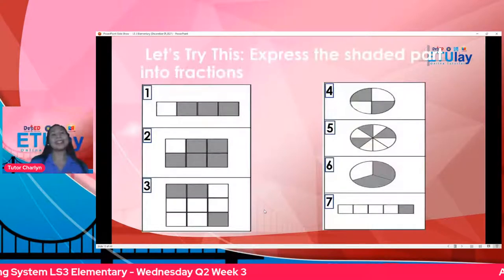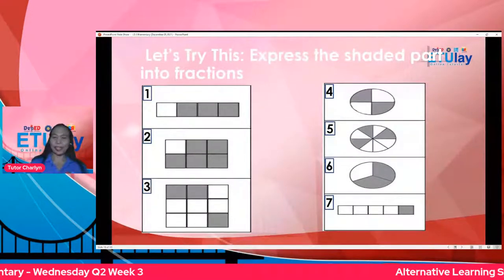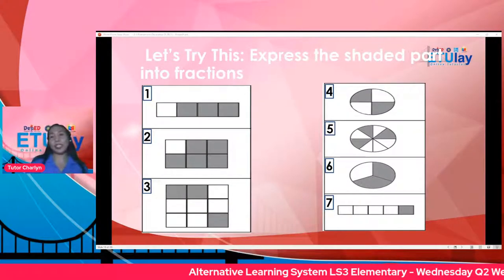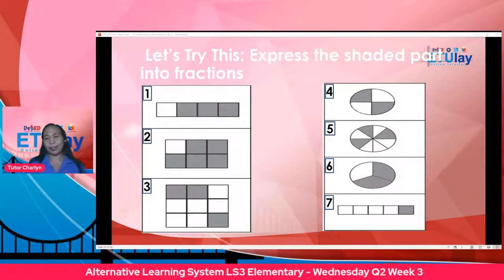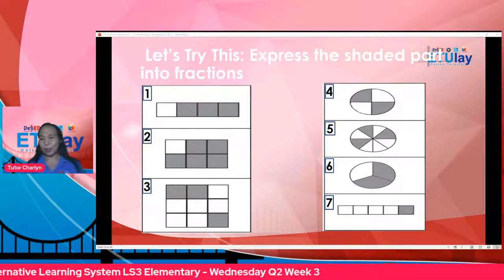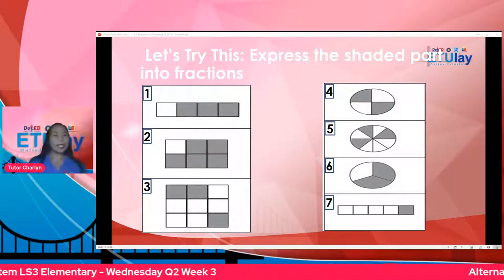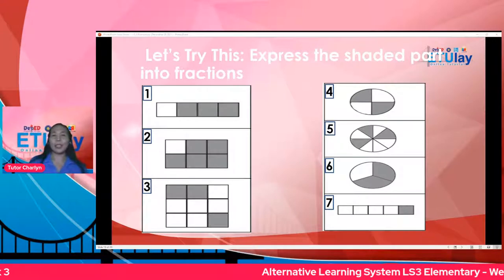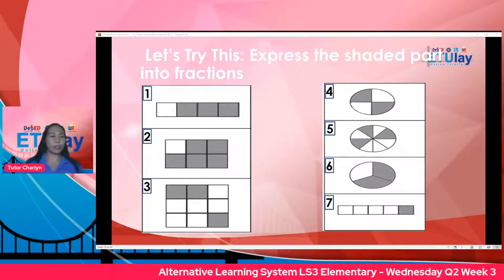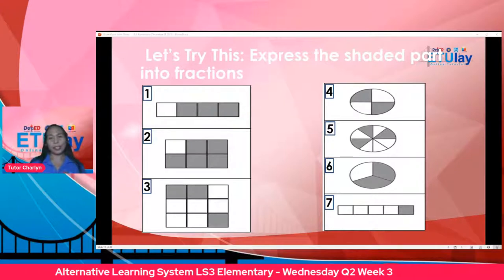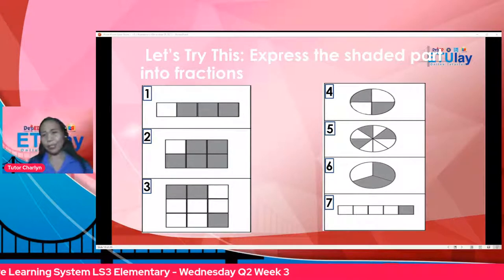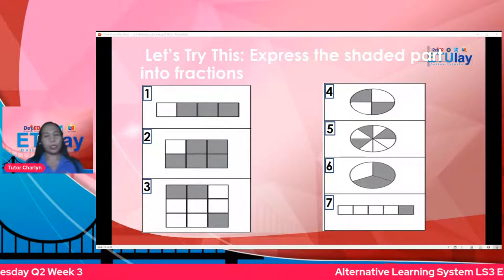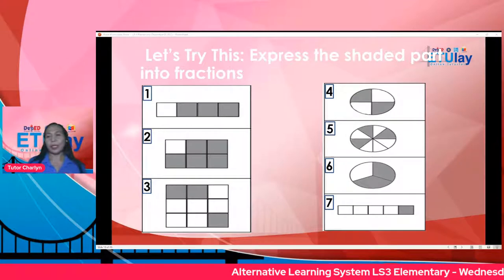Next po tayo. Okay, let's try this. Okay, dito naman po tayo. Let's try this. Express the shaded part into fraction. Okay, thanks sa mga humahabol magsagot. We'll start with number 1. Express the shaded part into fraction. Okay, ano kaya ang sagot niya? Ano yung bilis naman nila magsagot? Ni Russell, ni Atom, si Mary. Si Russell may number 2 na. Okay, yung iba kaya.